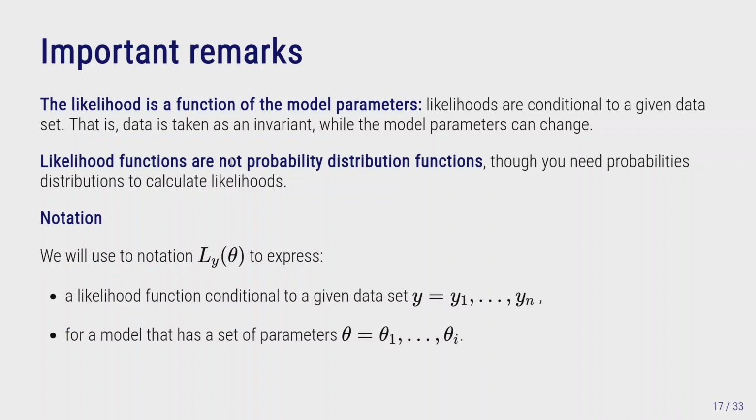And so for some notation, we will use this notation, L(y|theta), to express a likelihood function conditional to a given data set y, which has many observations, y1 to yn. And this is a function of a set of parameters that we call theta. You can have as many parameters as you want within this set, from theta 1 to theta i, okay? In the case of the linear regression, we have three parameters within what we call theta. So this is a compact notation for any likelihood or log likelihood function.